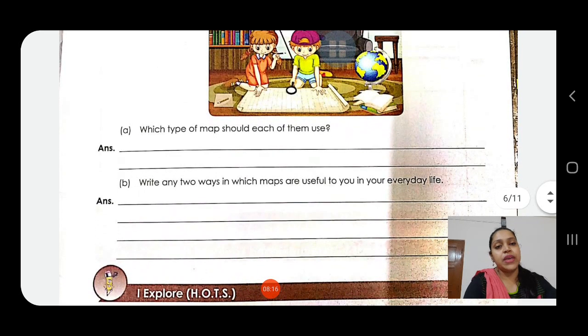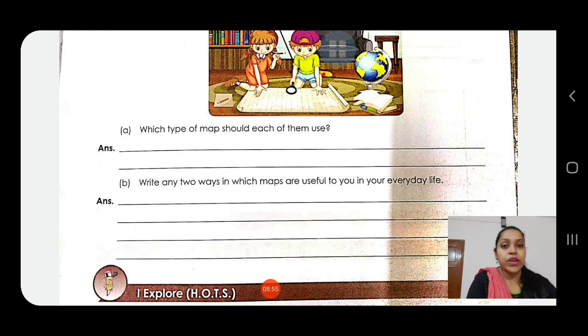Then what is question number B? Write any 2 ways in which maps are useful in your everyday life. So what will it be? While traveling, maps can be used to find out the route and calculate the journey time. Maps can also be used to get detailed information about various landforms. So you have to write 2 advantages of using maps. The first advantage of using a map is that it can be used to find out the routes and calculate the journey time, and also it can give us detailed information about various landforms.